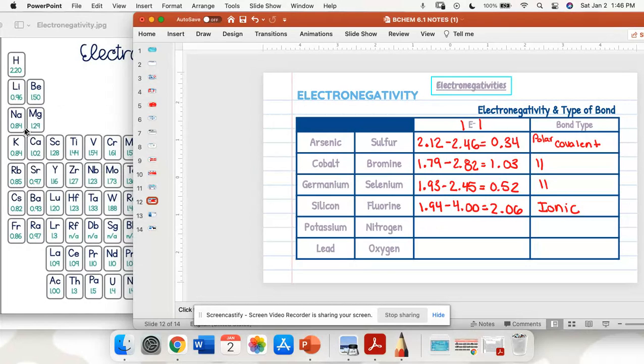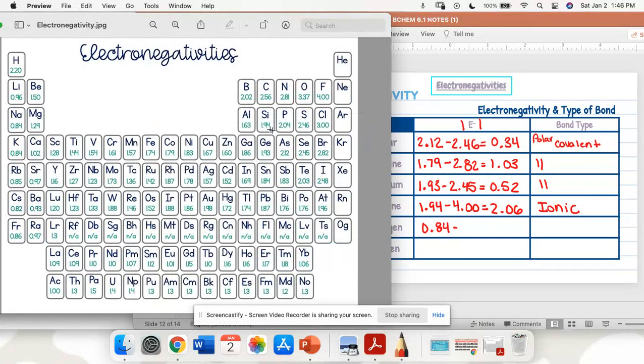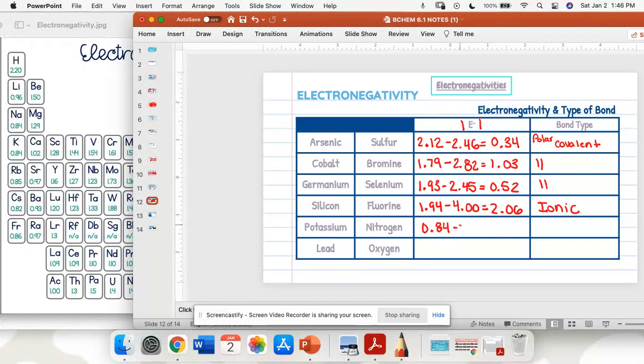So potassium, which is right here, I don't even have to click that, is 0.84. And nitrogen, which is 2.81. And when you subtract those, you get 1.97. And again, that's well above that 1.7. So this is also an ionic bond.